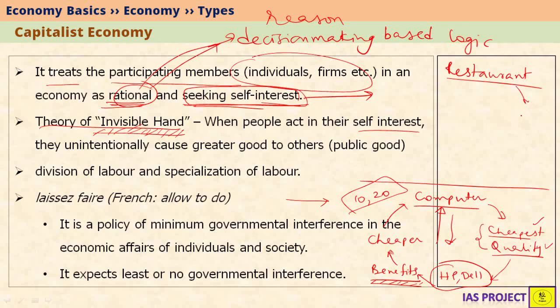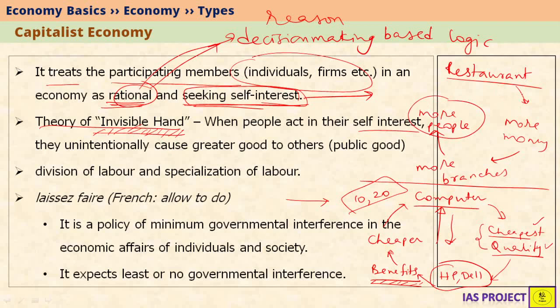Because of you, the restaurant thrives, the restaurant gets more money. Because of you as well as people like you, the restaurant gets more money. Once they get more money, they will open more branches. More money, more branches. Once more branches are opened, they can serve more people. So this is nothing but the invisible hand.